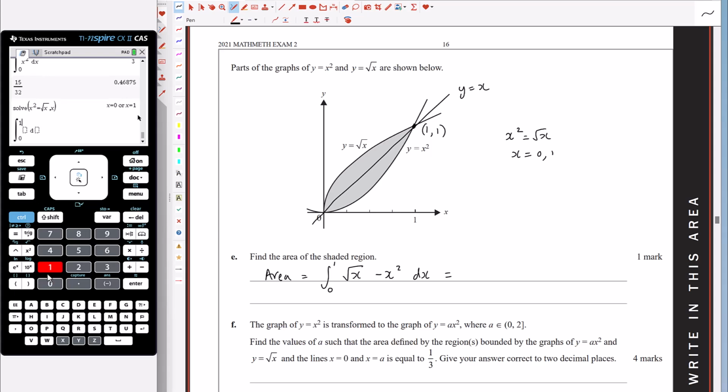So integrating from 0 to 1, the square root of x minus x squared with respect to x. Okay, and that's going to be a third.